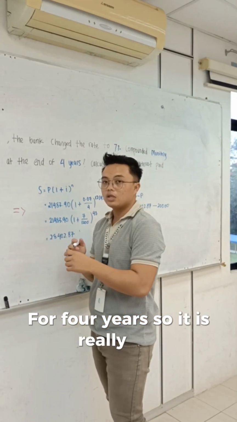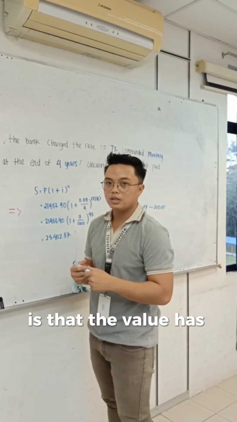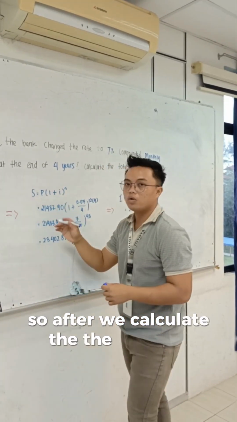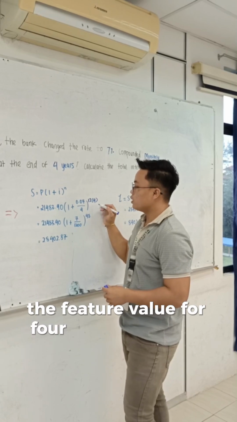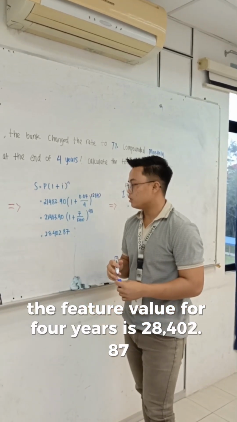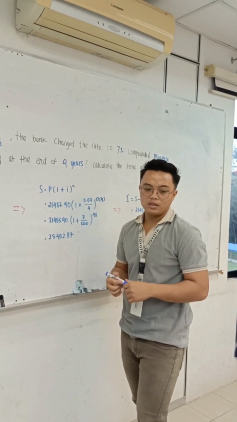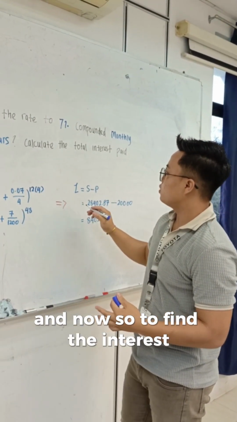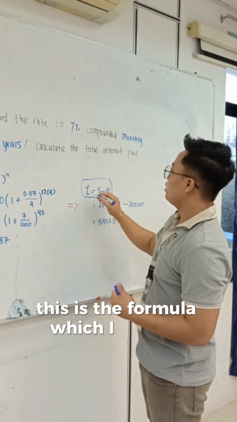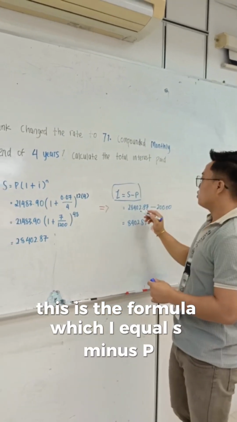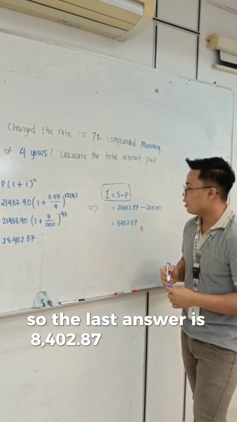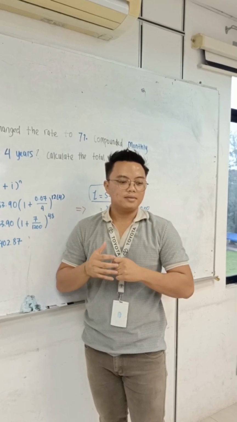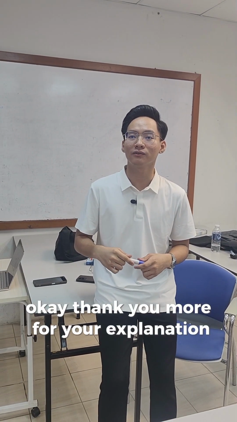We just insert the value as given like before. After we calculate, the future value for 4 years is 28,402.87. To find the interest, this is the formula, which is I equals S minus P. So the last answer is 8,402.87. So that's all. Thank you Moko for your explanation for case study 1.